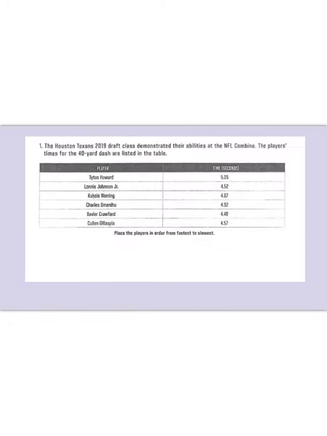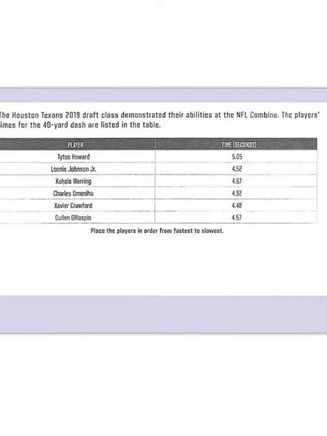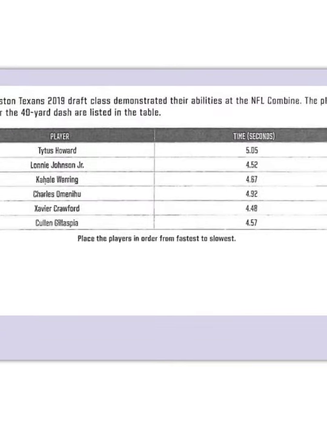Alright, boys and girls, this is going to be number 4, not number 1. And we are comparing times. This is the Houston, Texas 2019 draft class who demonstrated their abilities at the NFL Combine. The players' times for the 40-yard dash are listed in the table. So I want you to look at the times that we have here. They're all lined up, so we don't have to rewrite them.